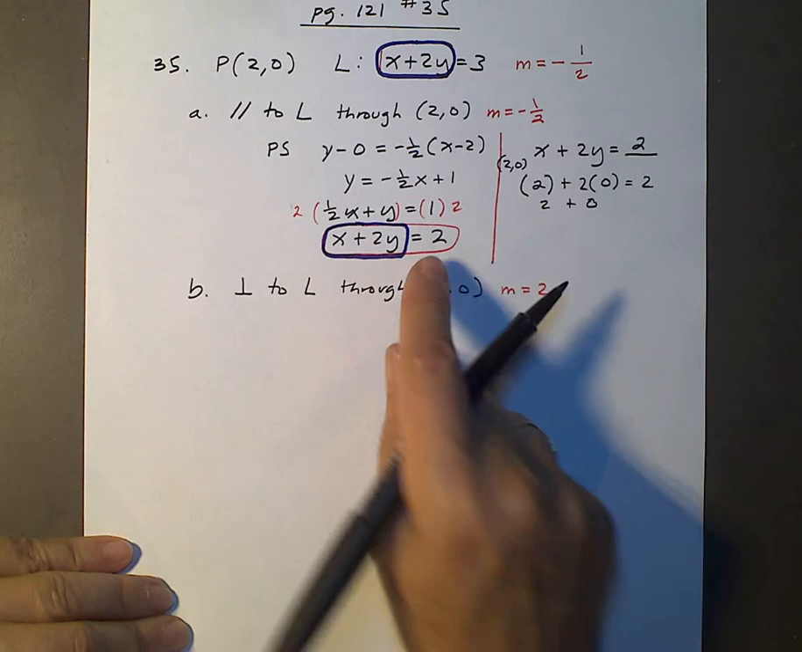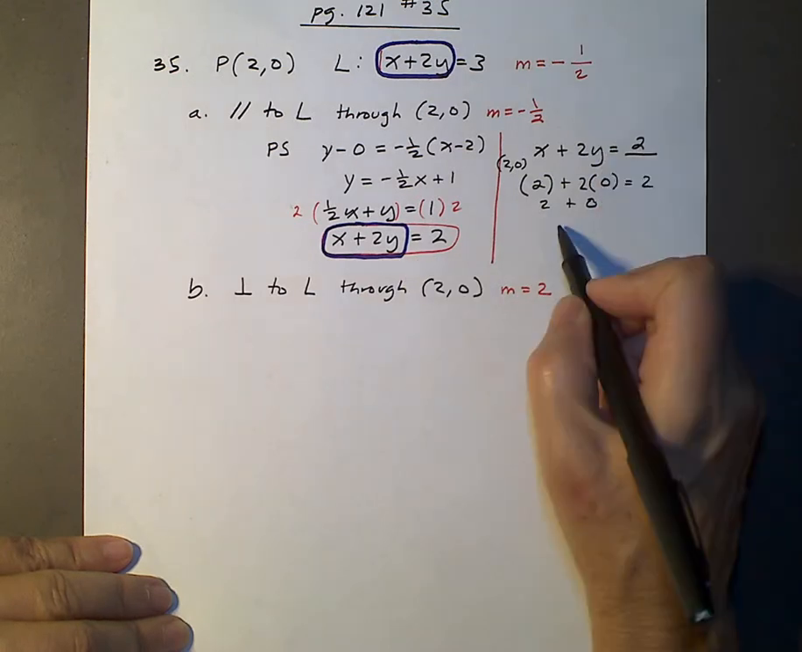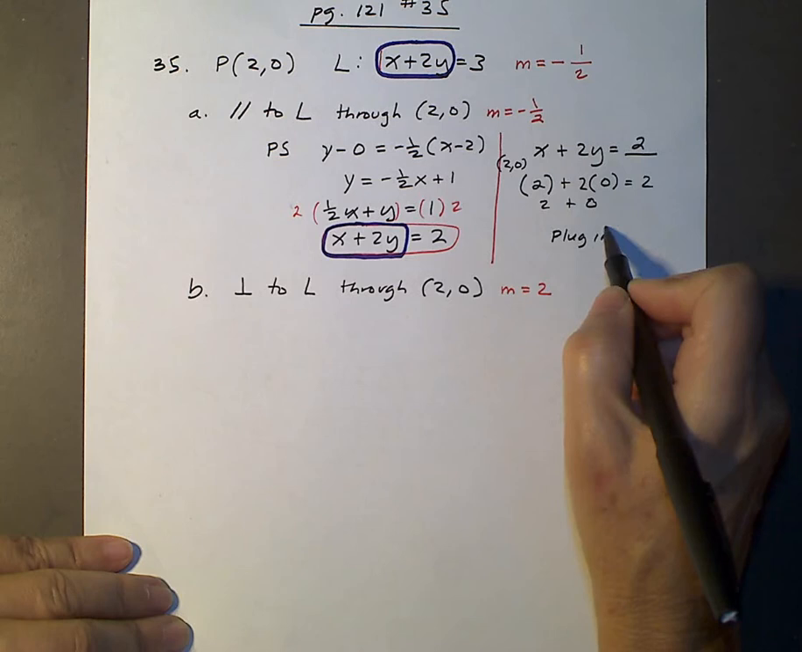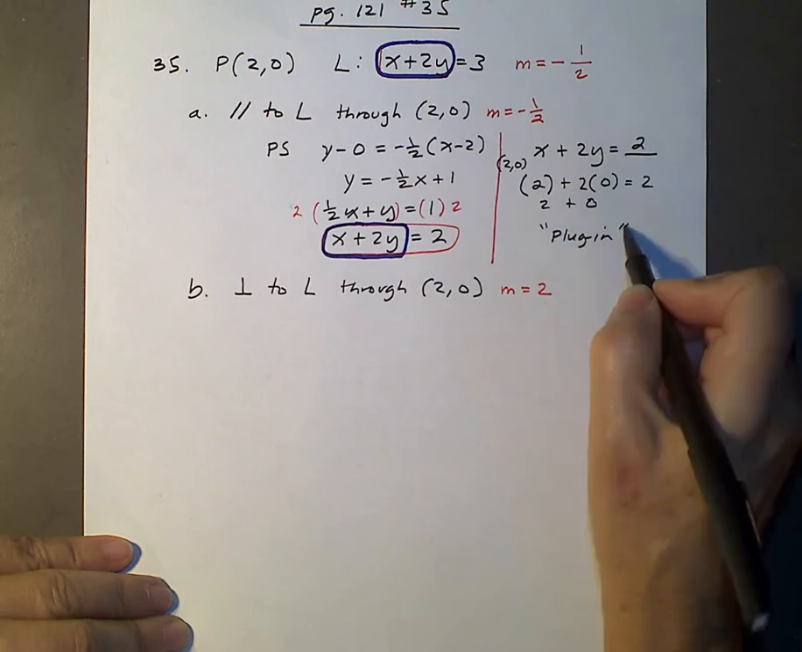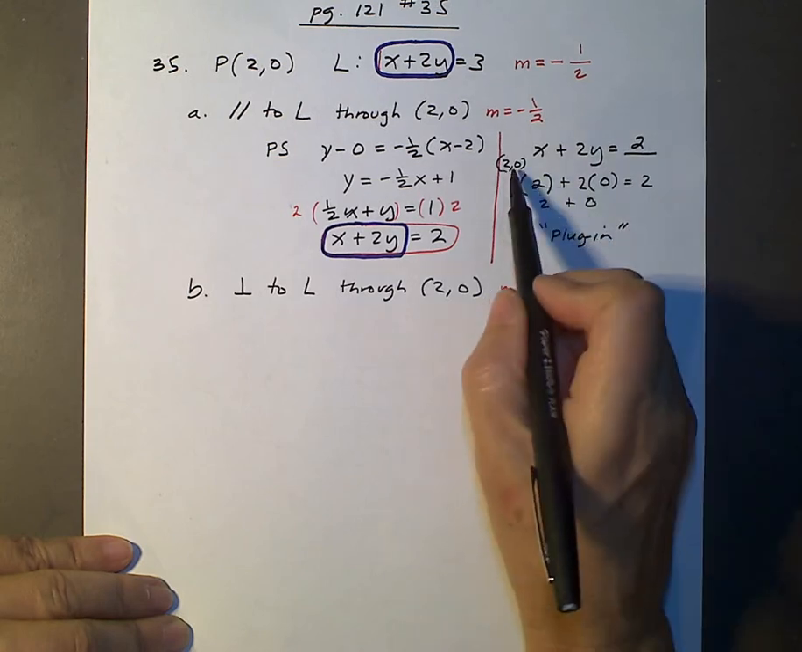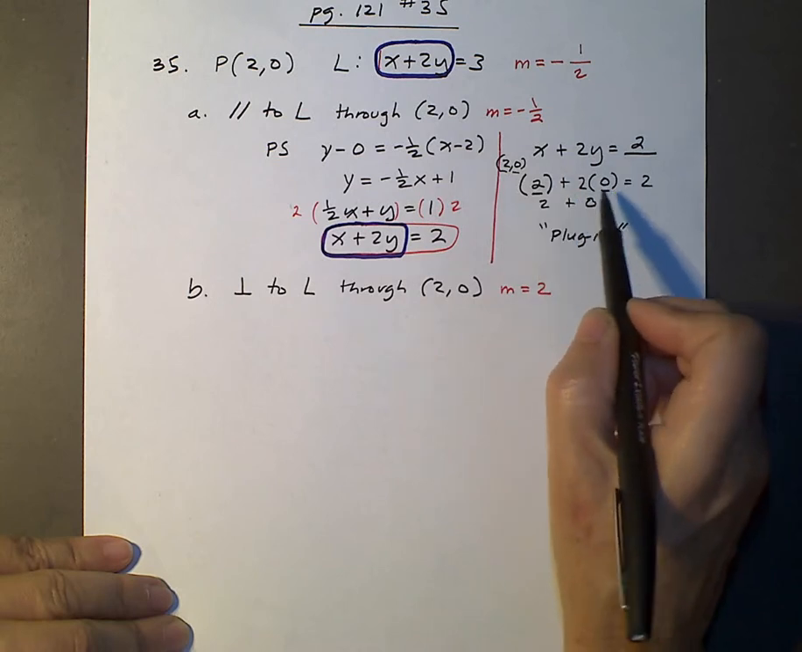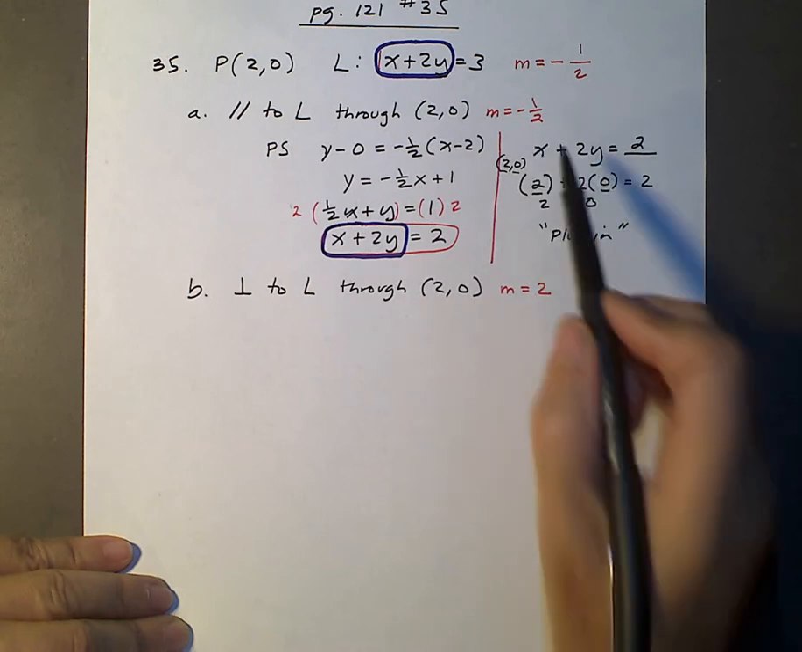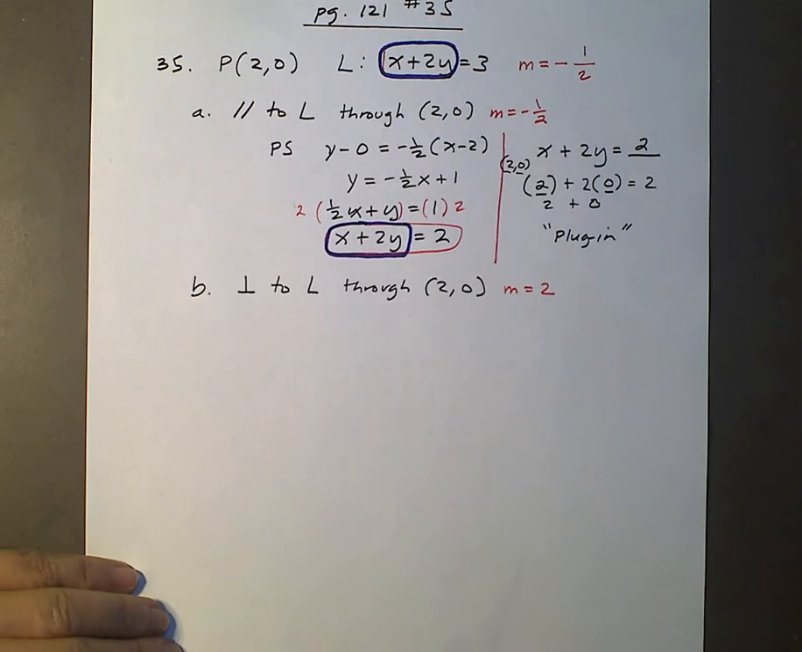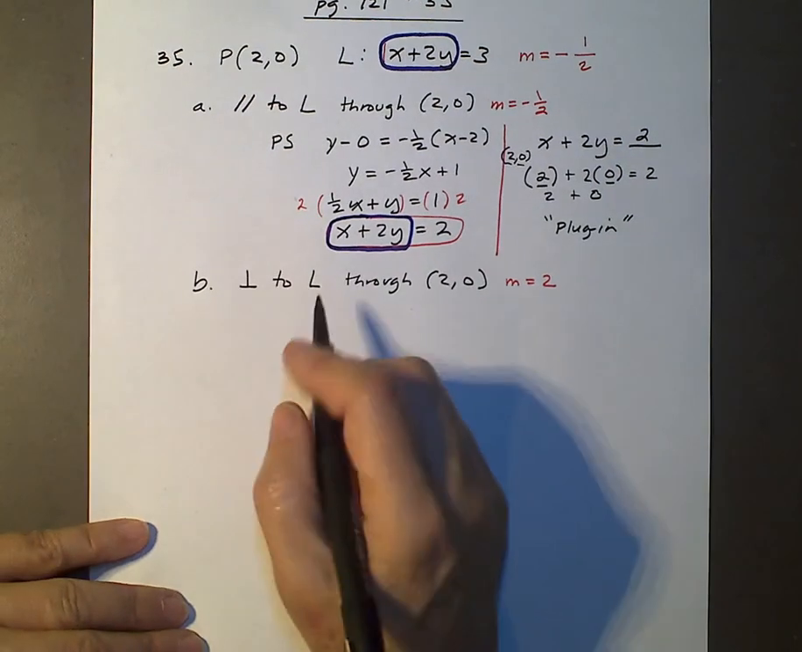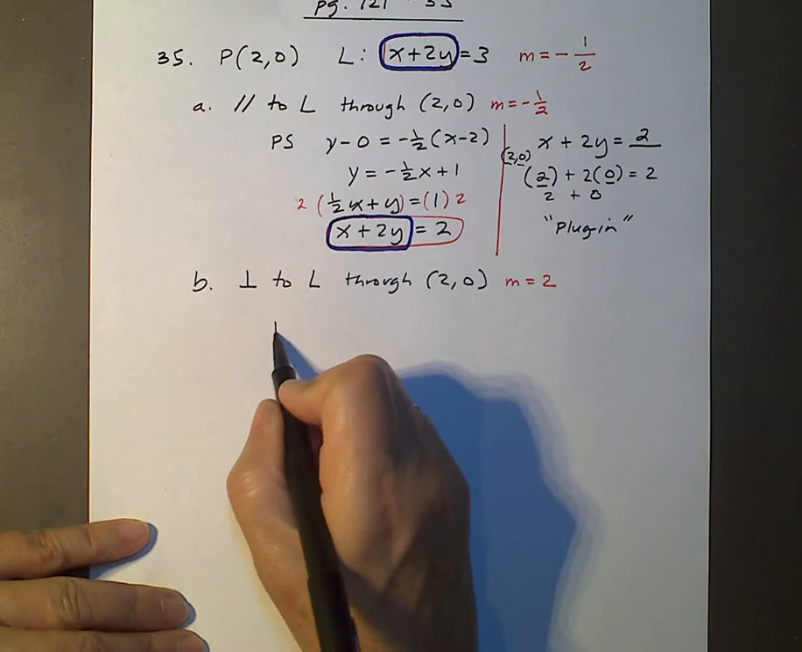So this method, we'll just call it the plug-in method, works. I would just want you to show me what you're doing, that you're actually taking the x and the y from the ordered pair, plugging them in for x and y, given that you know this left side of that equation is the same. Then on the perpendicular line, I'll do it with point-slope.